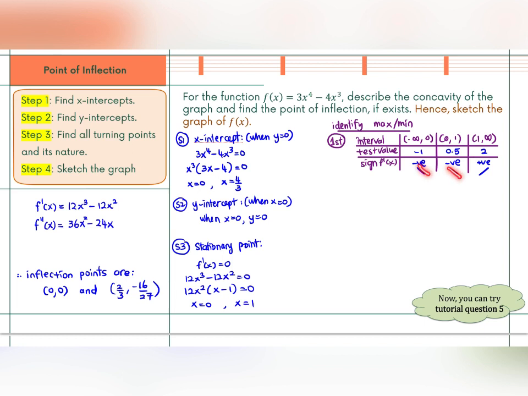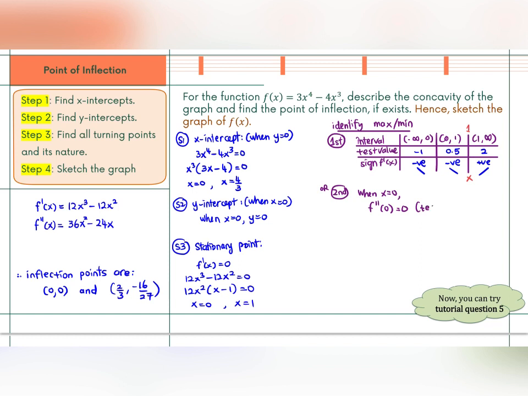So kita hanya dapat identify minimum point dekat x equals to 1. Okay, so dia akan jadi minimum point lah. Ini kalau kita menggunakan first derivative test. Okay, if we perform second derivative test, kita dah dapat second derivative from here, kan? So we just need to substitute the value of x here into our second derivative. So when our x is equals to 0, our f double prime of 0 will be equals to 0.